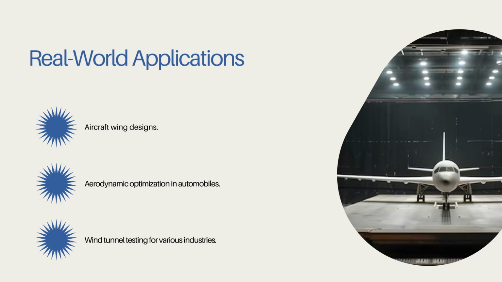How do these principles apply in the real world? For starters, aircraft wings are designed with a specific shape to optimize airflow and maximize lift. These principles are also used in automotive design to reduce drag and increase fuel efficiency. Wind tunnels play a crucial role in testing these designs across various industries.